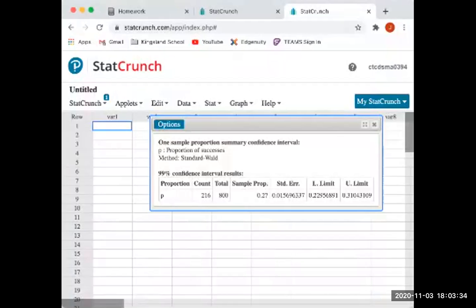This gives me the standard error, which is 0.0157 if we round it. And it also gives me the lower limit and the upper limit, which is the part I'm concerned about. The lower limit is, let's say, 0.2296 if I round it. And the upper limit is 0.3104.